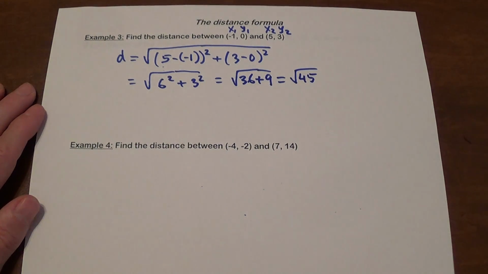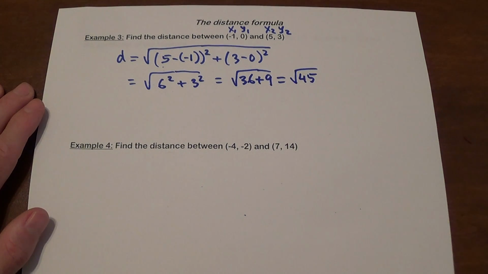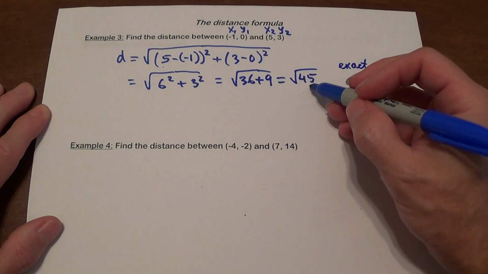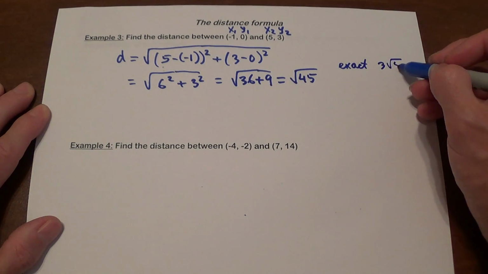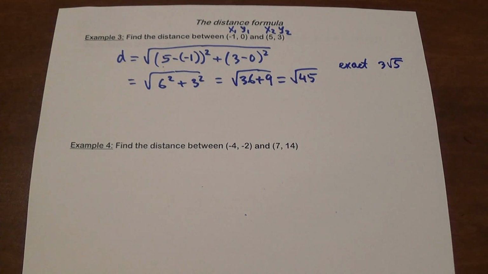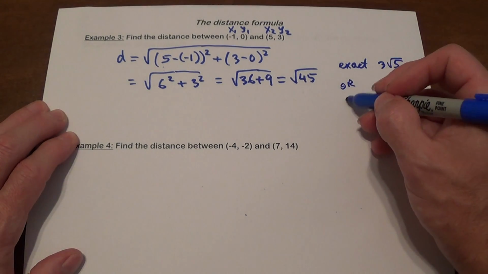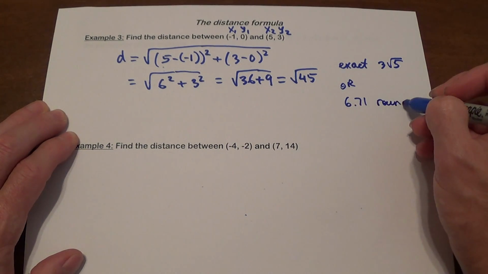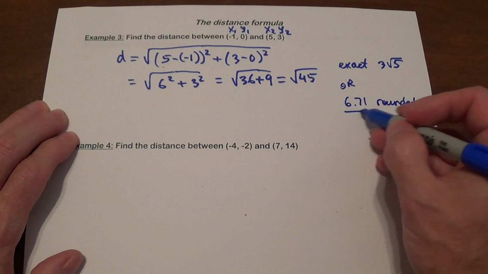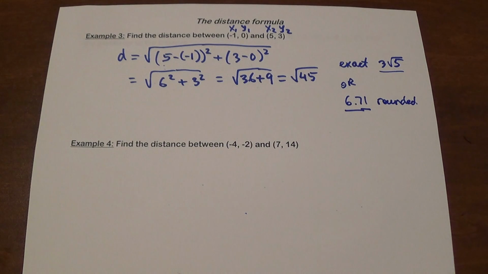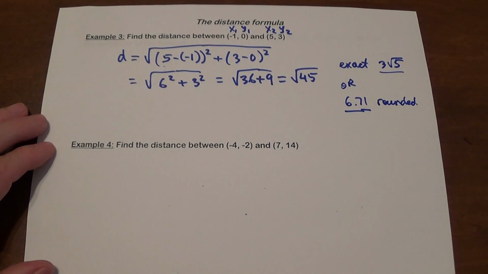So now this is not a perfect square. There are 2 different ways we can write this answer. If we want it to be exact, we're going to write that in a simplified form, which is going to be 3 square root of 5. If we want to approximate that, we are going to take the square root of 45 using our calculator, and it's going to give us 6.71, or 6.71 rounded. Okay, so this answer is okay if we want a decimal. This answer is okay if we want the exact value here.